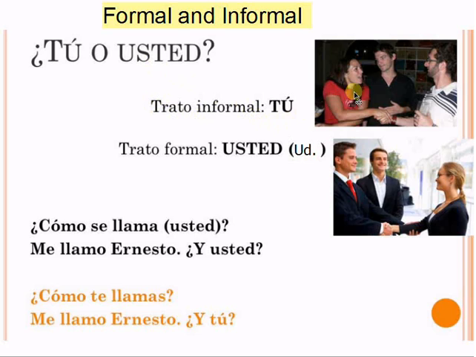Whenever you're talking to your friends or family members, close people, somebody of the same age, you're going to use tú. But whenever you are in formal situations or you want to show respect, for example, if you're talking to your boss or your teacher, somebody that is much older than you, you should use usted. And Ud. is the abbreviation for usted. So you can write usted this way, or you can use Ud.